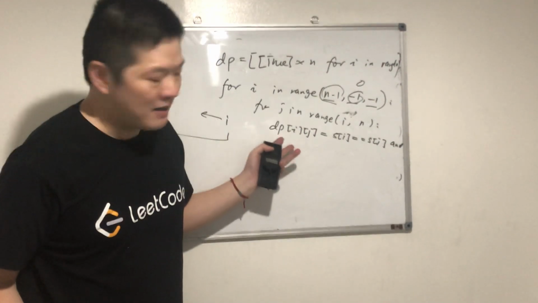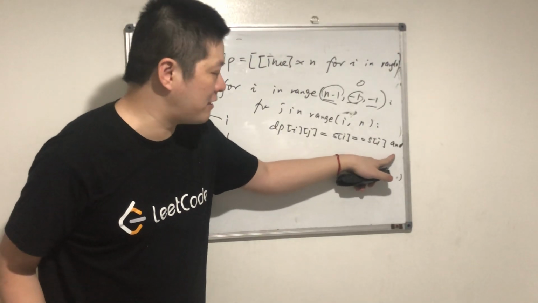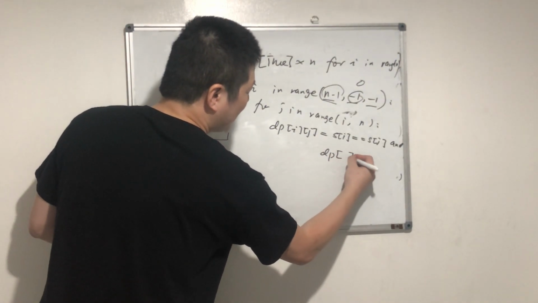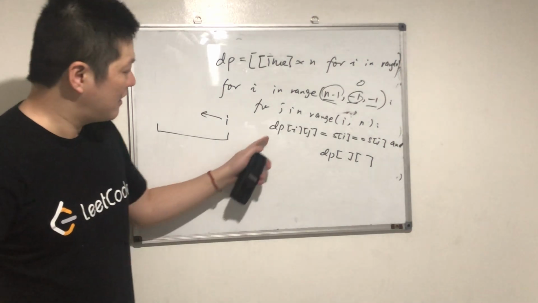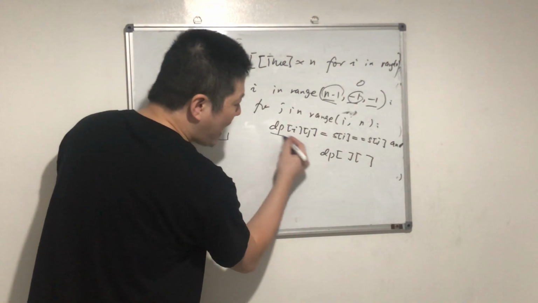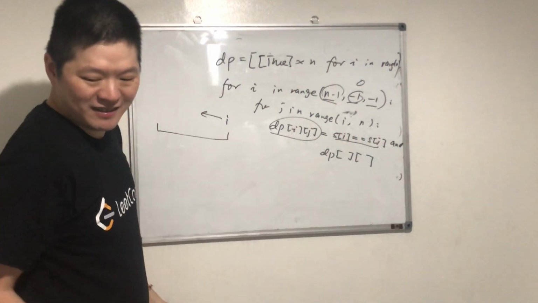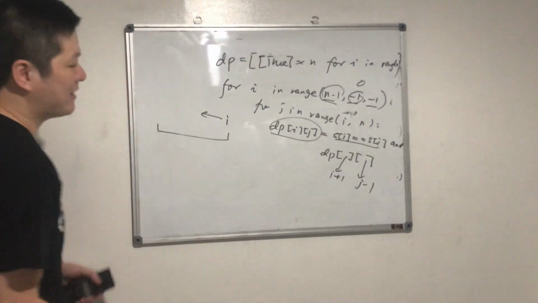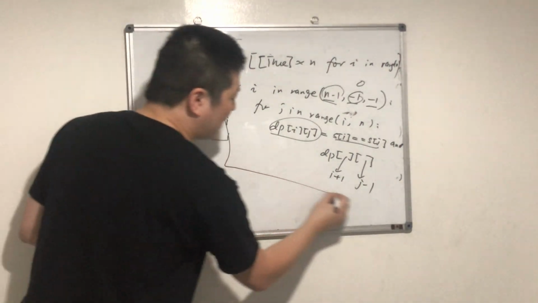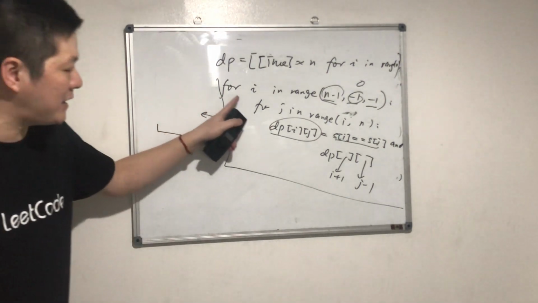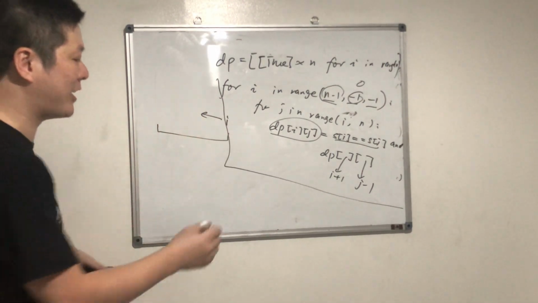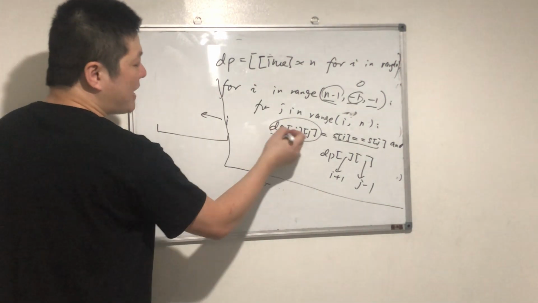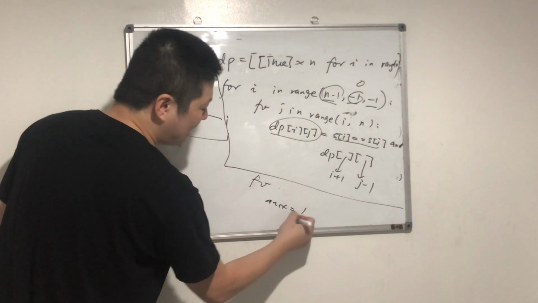dp[i][j], this is the array. s[i] equals s[j] and what? dp[i+1][j-1]. So dp[i][j] equals s[i] equals s[j] and dp[i+1][j-1]. Now we complete filling the DP array, and then we can do the same: for i, for j, if dp[i][j], then we answer plus 1. This bit is the same.